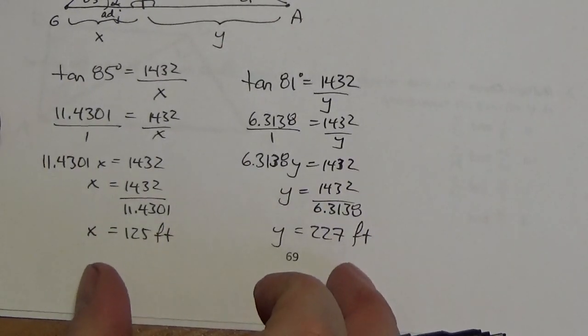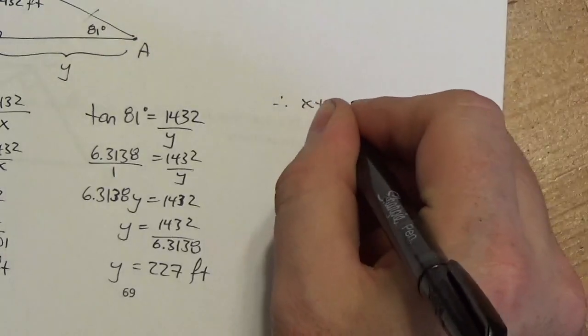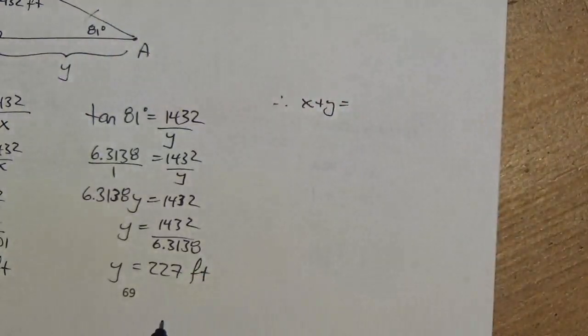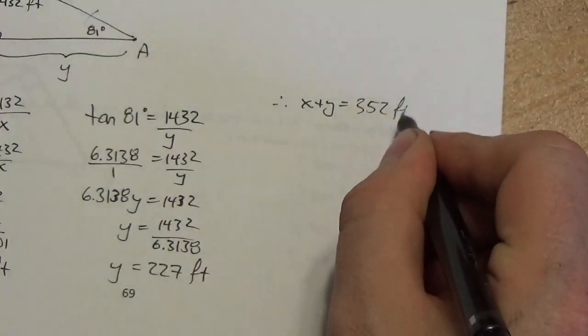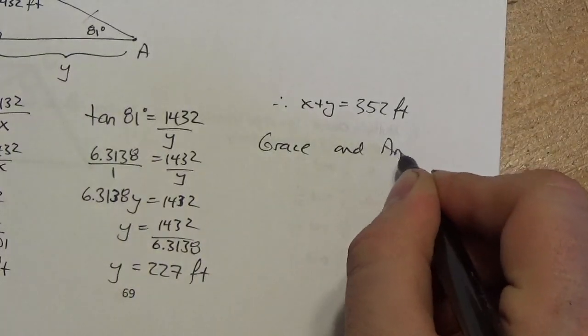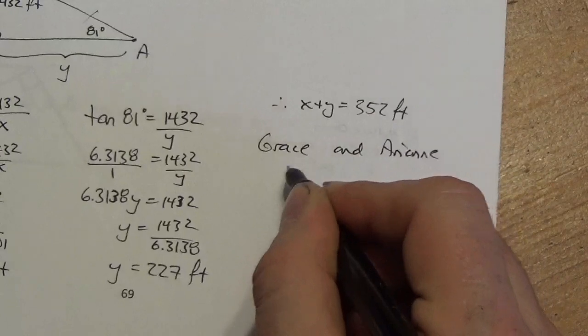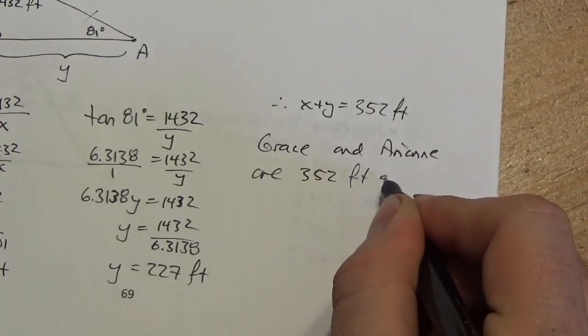And now I can add those together to figure out the distance apart here. So therefore, x plus y is going to equal 125 plus 227. I'll just do this real quick so I don't do it wrong in my head here, because that would be a little embarrassing. And I'm going to get 352 feet. So Grace and Ariane are 352 feet apart.